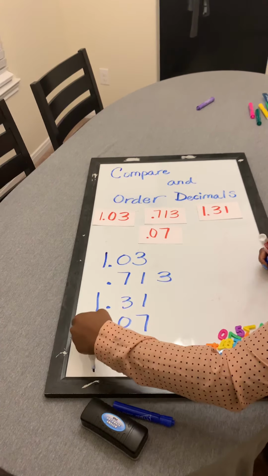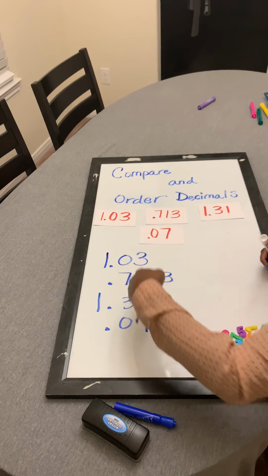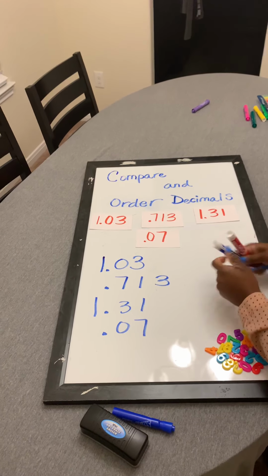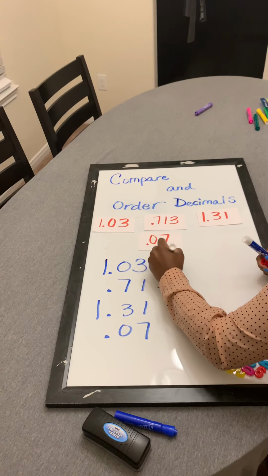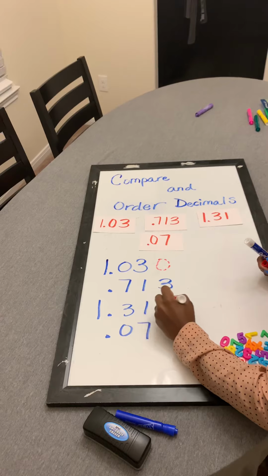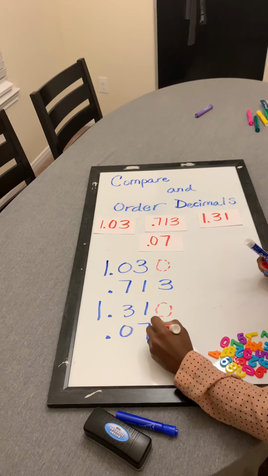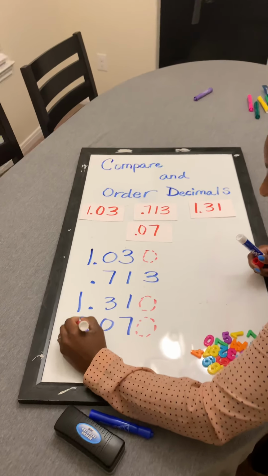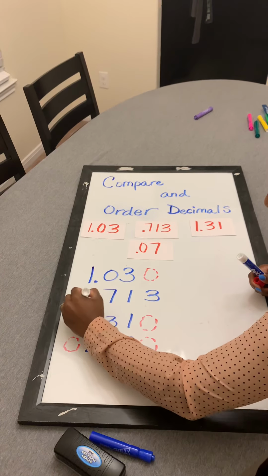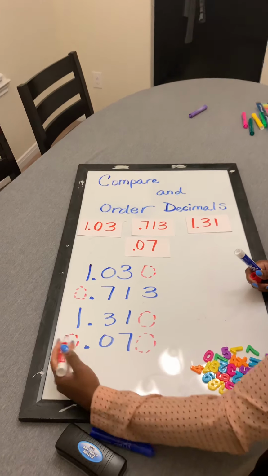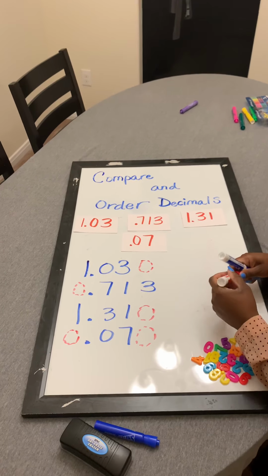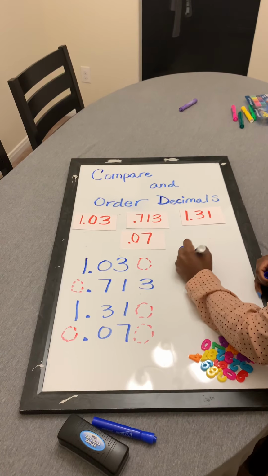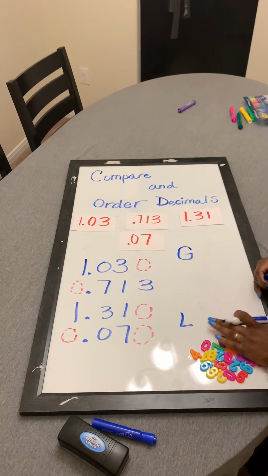So I have the ones place, the tenths place, the hundredths place, and then the thousandths place. The places that do not have a value, I'm going to add a 0. And I normally dot it or put a dotted 0 so that it's like an imaginary 0. So I'm going to add a 0 here as well, in all of the place values that are empty. In this case, we're going to order from greatest to least.